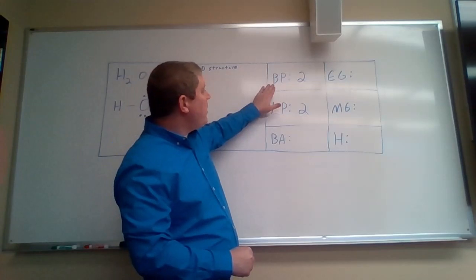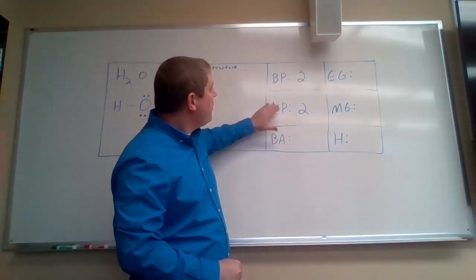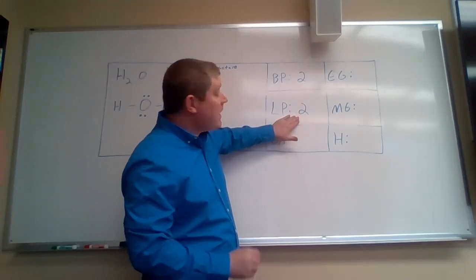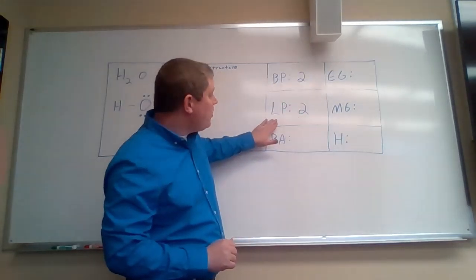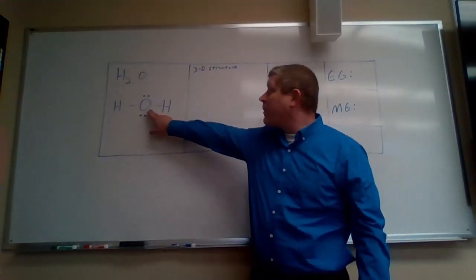You'll have the bonding pairs. You should again have this filled out, and the lone pairs, you should have this filled out. So I filled these out with 2. In this case, for the bonding pairs and the lone pairs, we only care about the bonding pairs or lone pairs around that central atom.